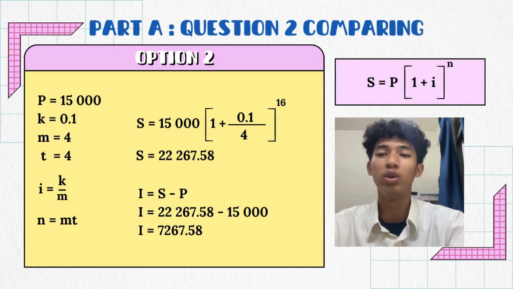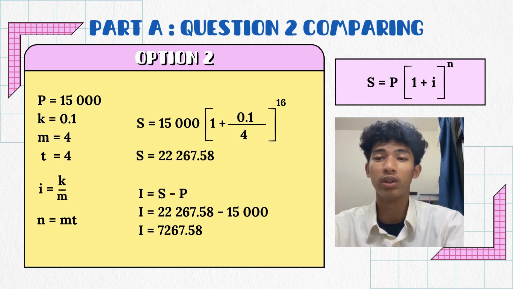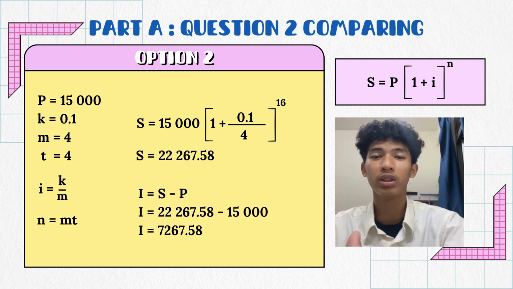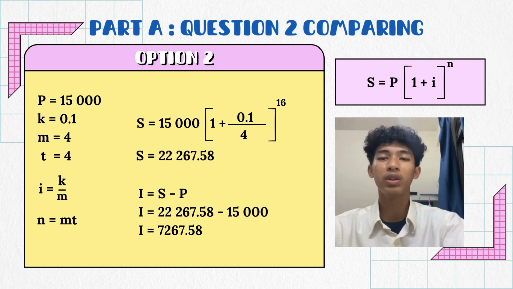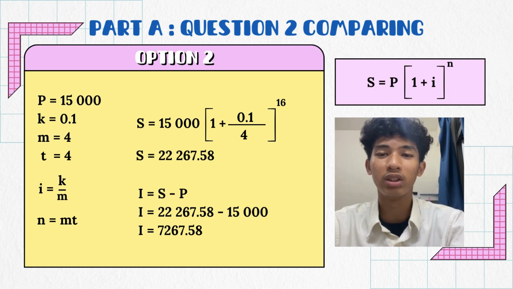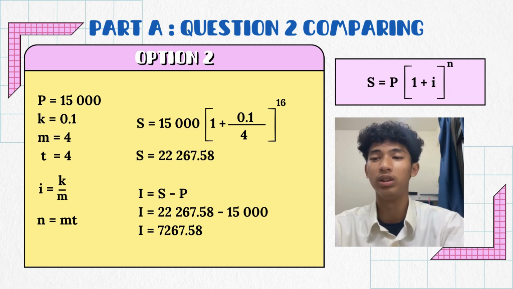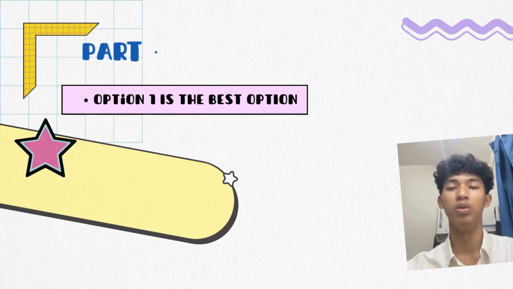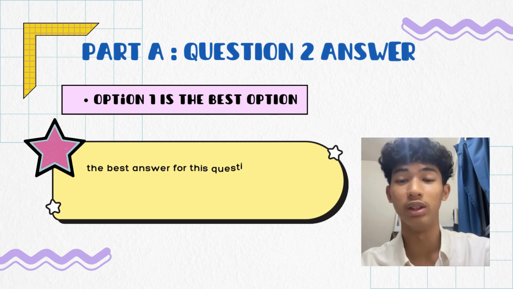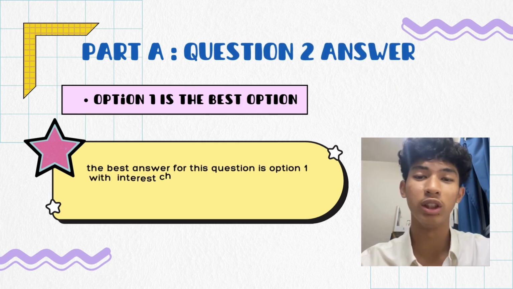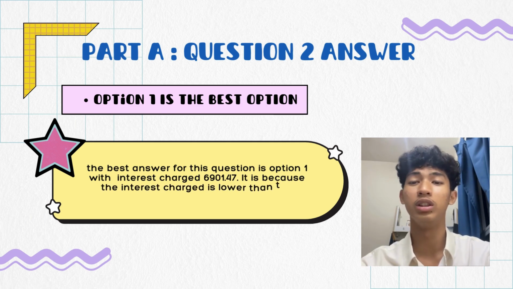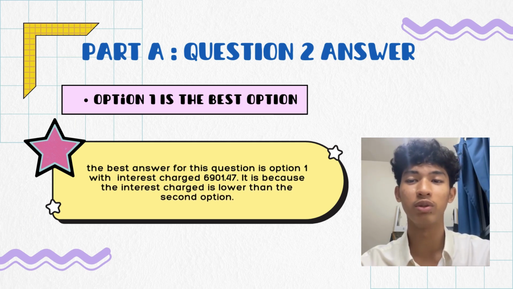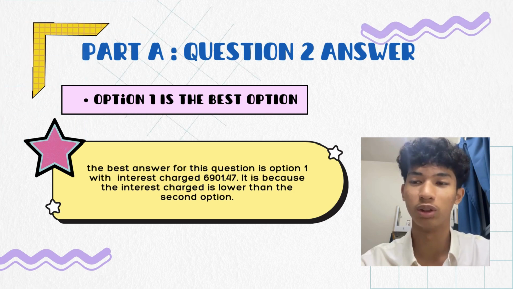As usual, we need to find the interest using the same formula. So, 22,267.58 minus 15,000, and the interest for option 2 is RM7,267.58. So, the best answer for this question is option 1 with an interest charge of RM6,901.47. It's the best option because the interest charge for option 1 is lower than the second option.